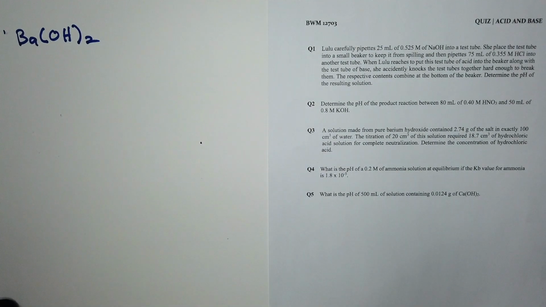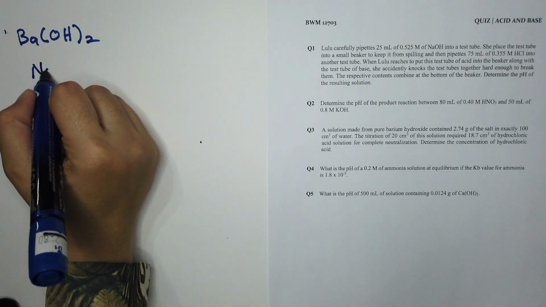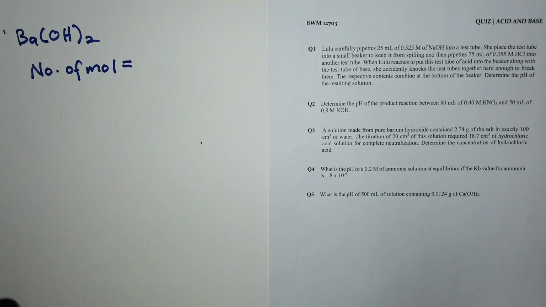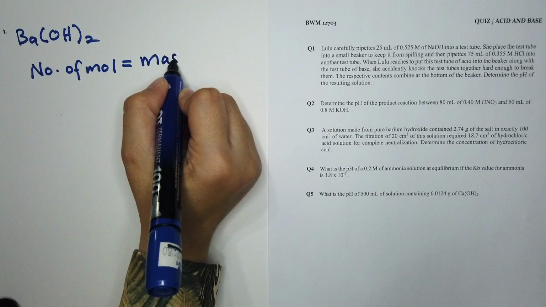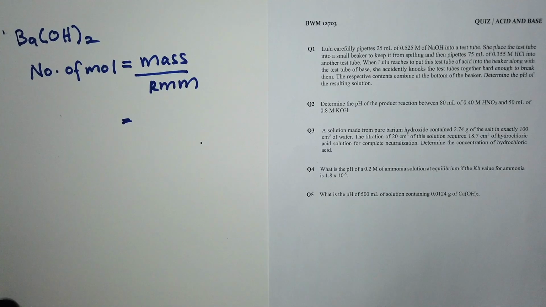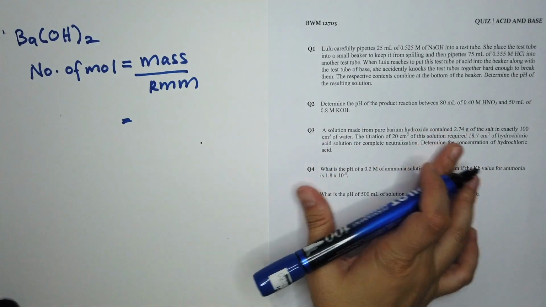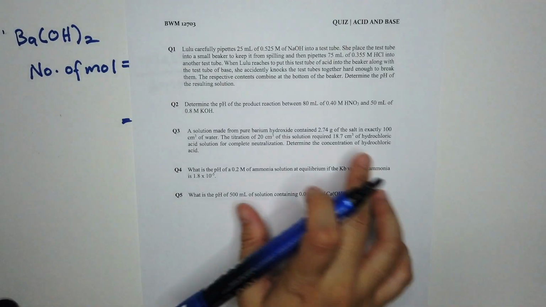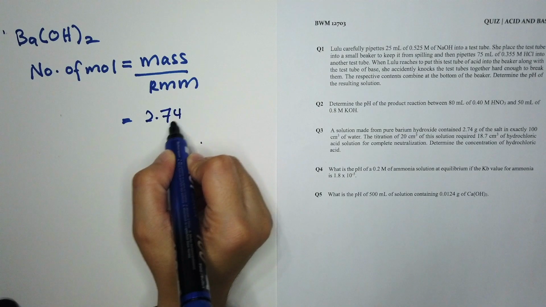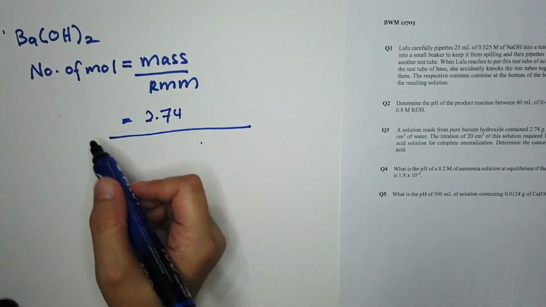Okay, so first you need to find the number of mole. Number of mole is equivalent to mass over RMM. So in your question, I've already given to you the list of atomic mass and the atomic number. So you are going to check on the atomic mass. So the mass here is the mass of the barium hydroxide, which is 2.74 given in the question.